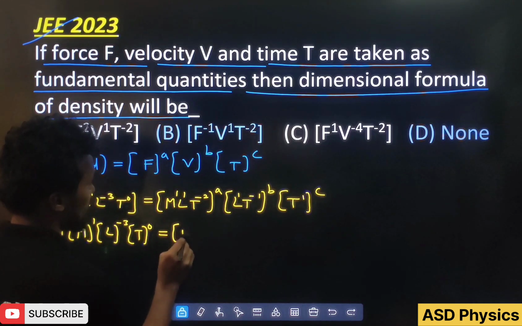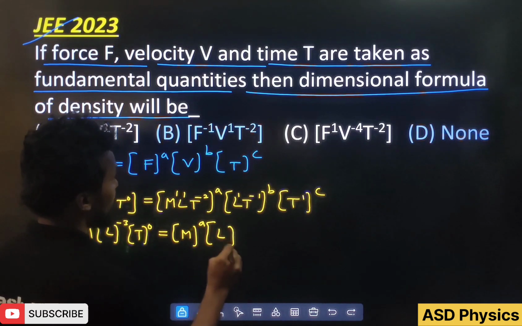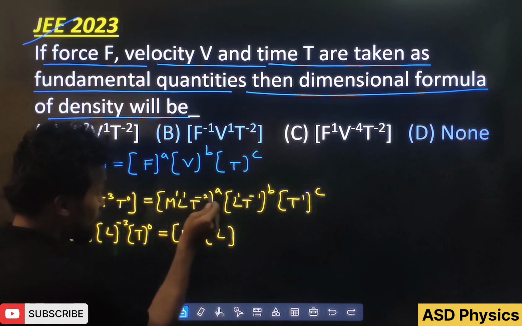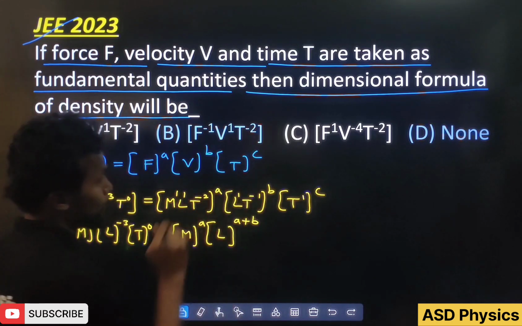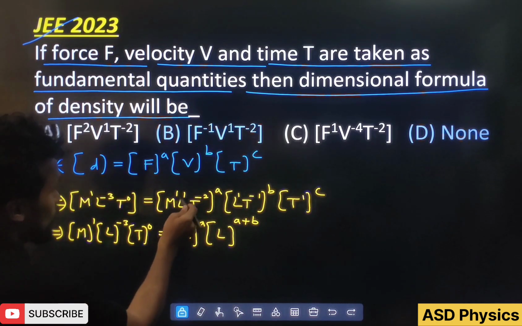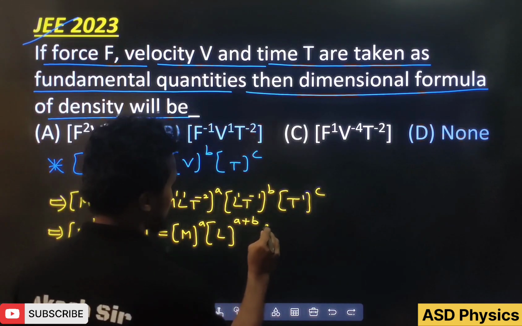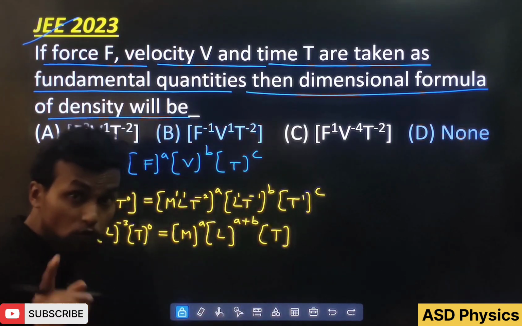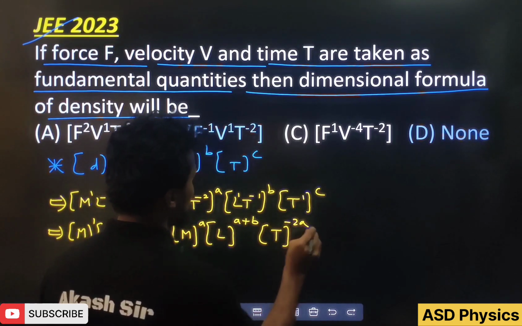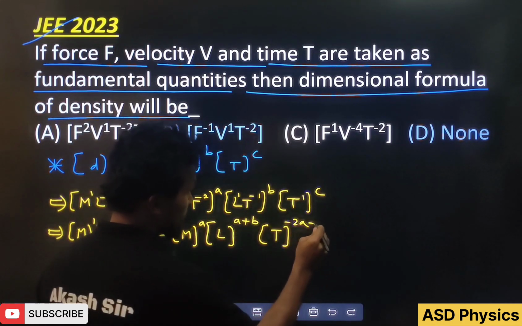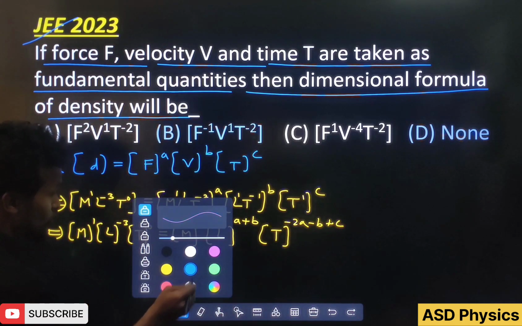Now see here, M power, what can we write? 1 into A, only this is there. L power: 1 into A, so A, and 1 into B, so L power A plus B. After that, if we talk about the time, what will this become? T power minus 2A, T power minus 1 into B, minus B, plus C. Now both the sides again we are going to compare.